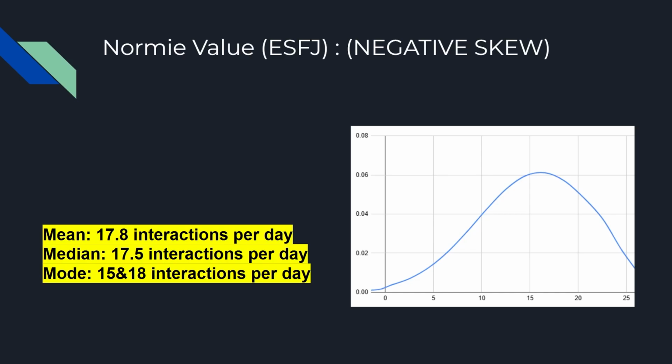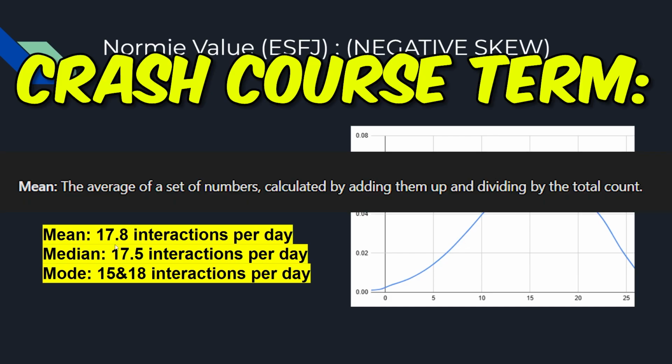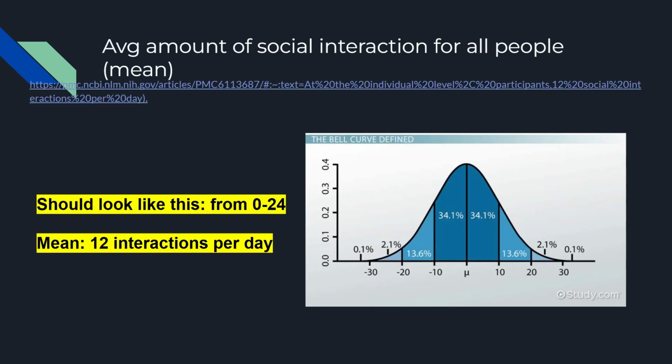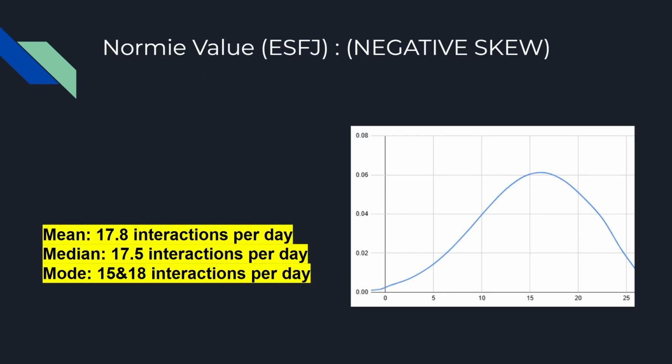Starting off with my normie friend, who is an ESFJ. That was his personality type. And as you can see from his charts right here, which had a mean of 17.8 interactions per day, you could see that it is negatively skewed a little bit to the right. And when comparing that to the bell curve of the original graph, which represents the average population, then we can tell that my normie friend is more social than average.